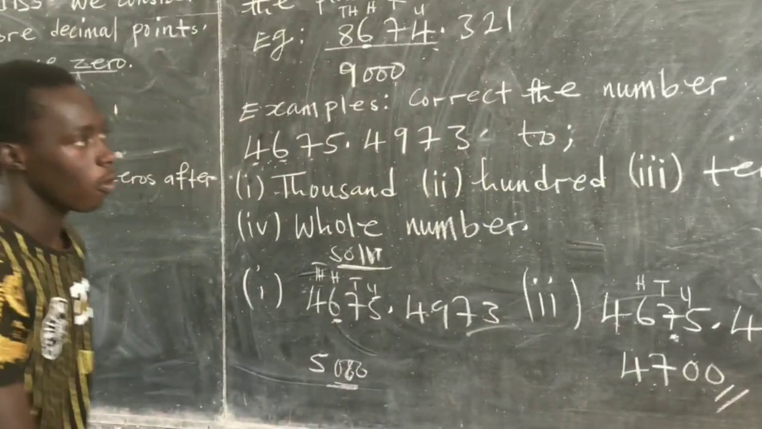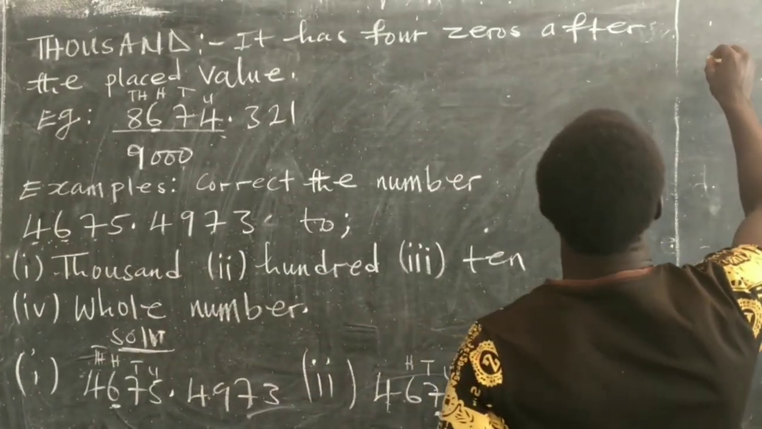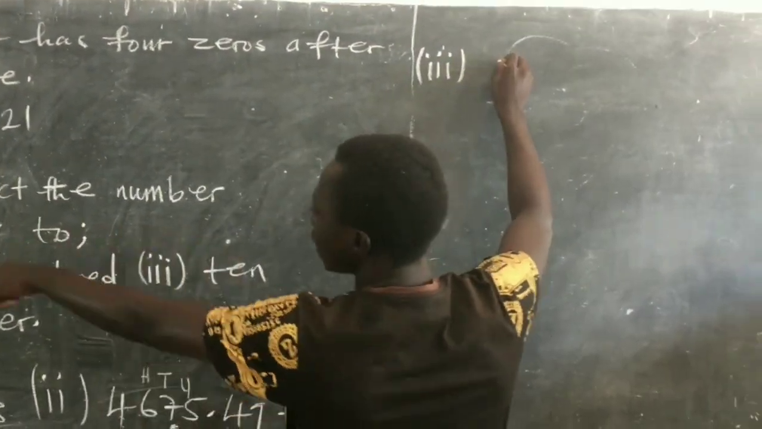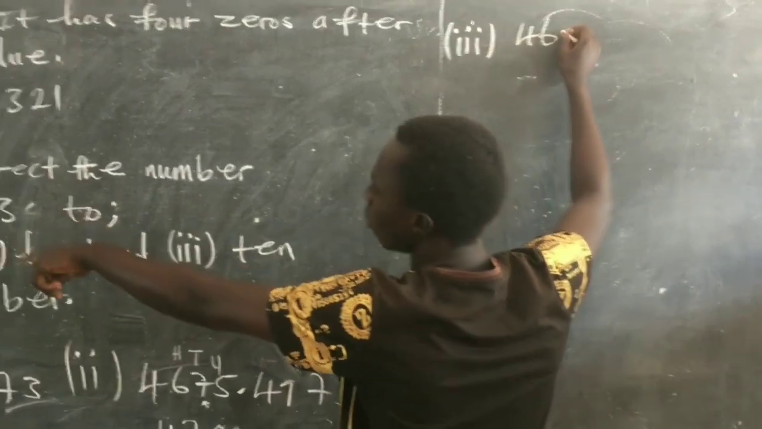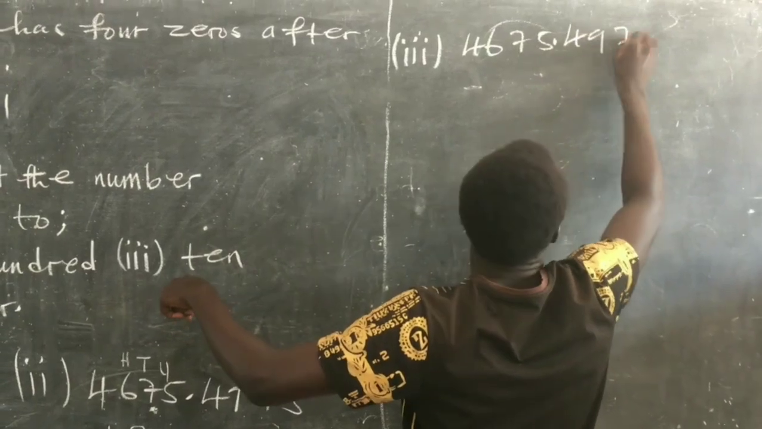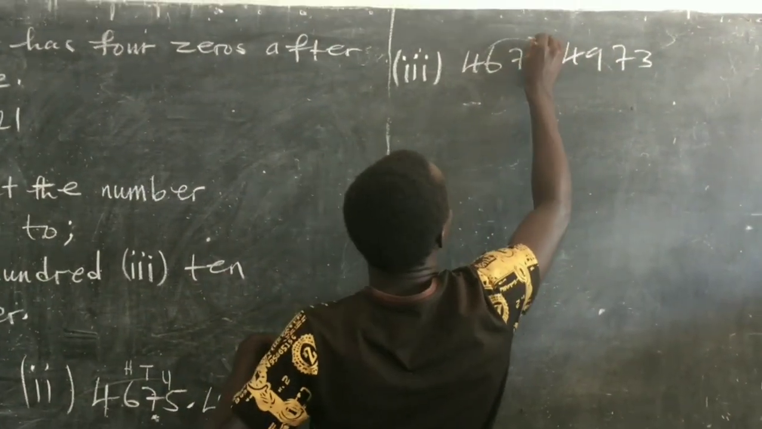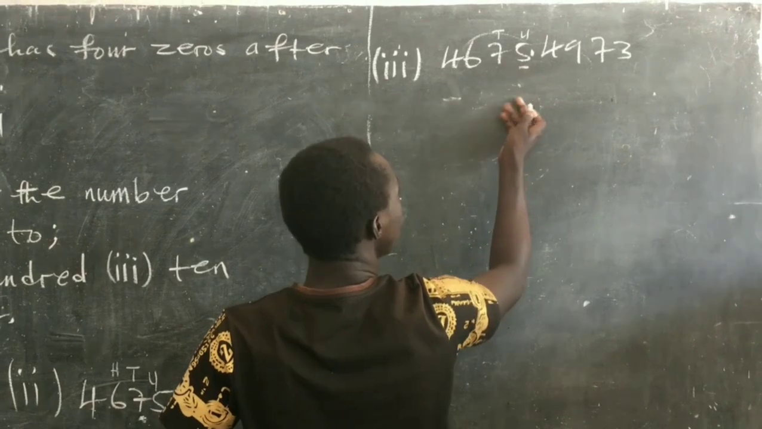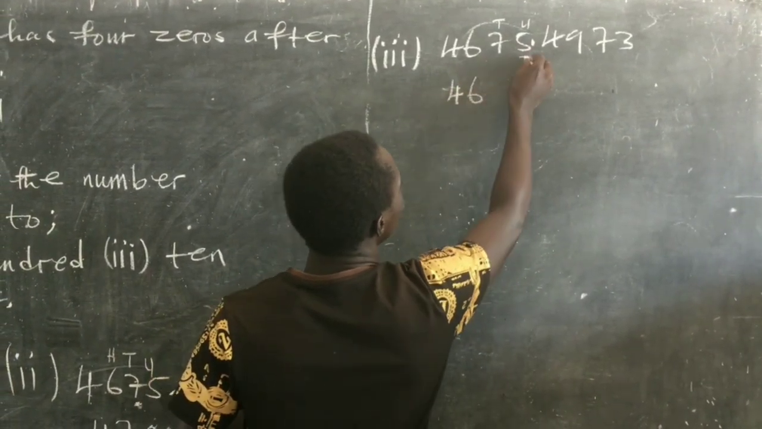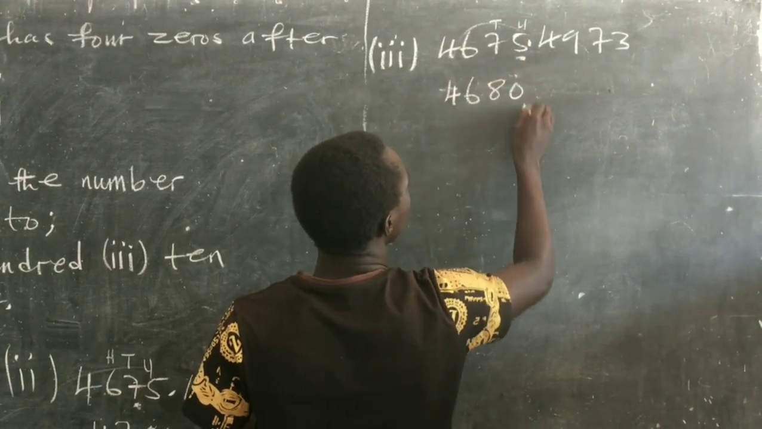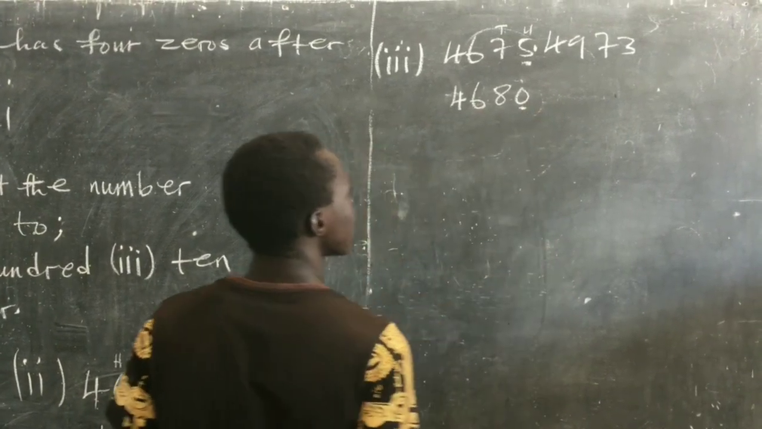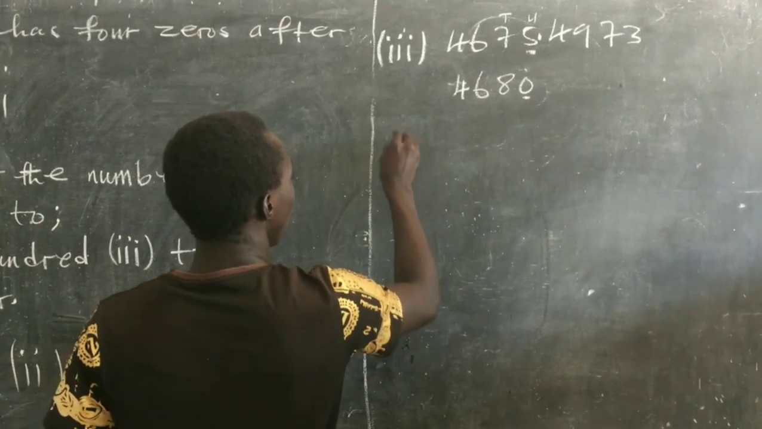So Roman figure 3, to what? 10. The same number, 4675.4970 to 10. So this is unit, this is 10. This is exactly 5. Still, we have to round up, because it is greater than 4. So this is 46. If you add 1 to this 7, it will be 80. So 10 has only 1 zero. So this is already in nearest 10. That is the answer.